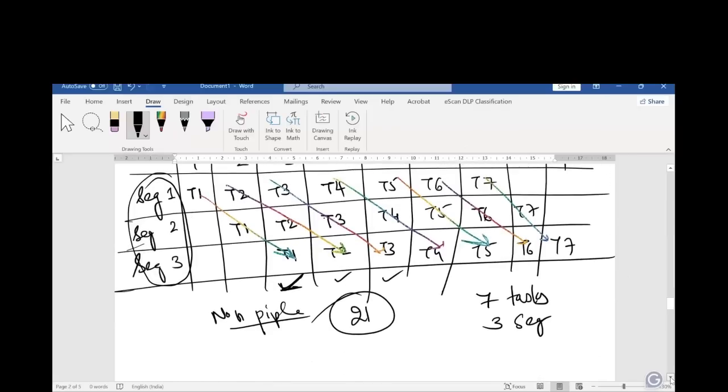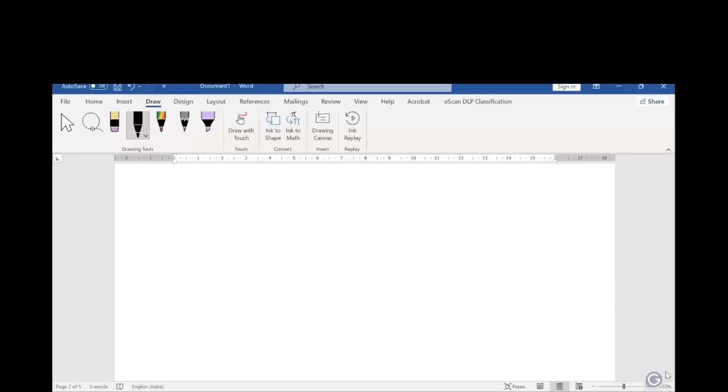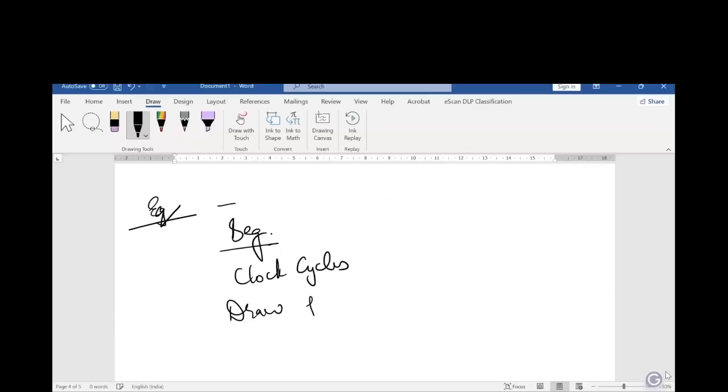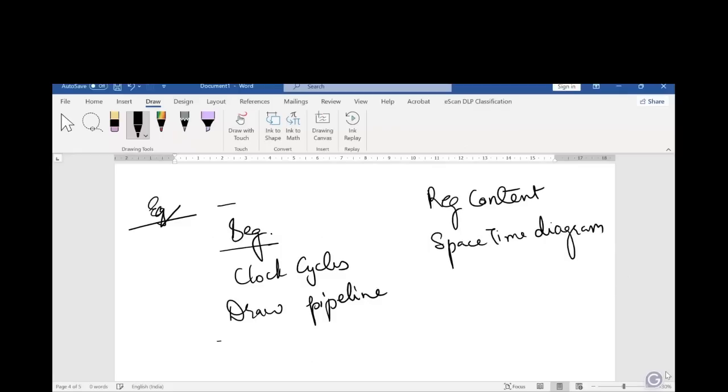Now for this type of question, whenever an equation is given to you, first divide it into segments, calculate the number of clock cycles, draw the pipeline architecture, the pipeline configuration, represent the register content during each clock cycle, and design the space-time diagram. Is the concept clear?